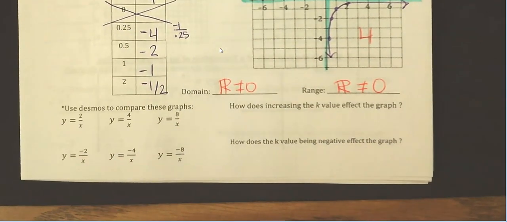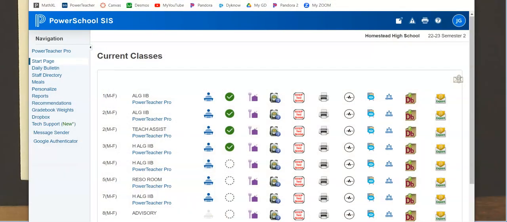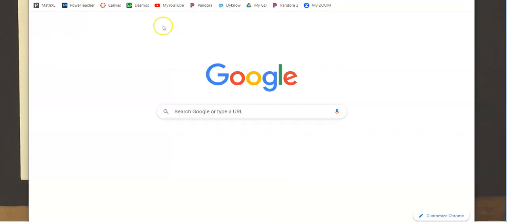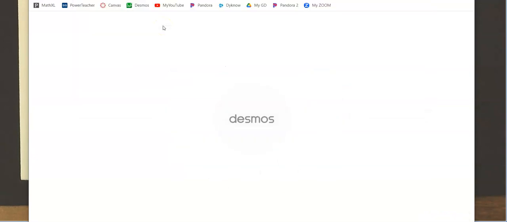Okay, now I was going to have you guys do this, but actually it'll just take me like 2 seconds. I'm going to graph these on my Desmos up here just so you guys can see. Okay, let me just graph it so you guys can see real quick.